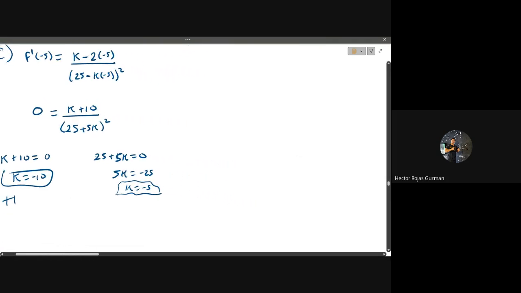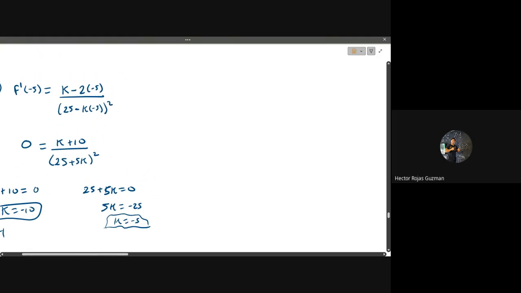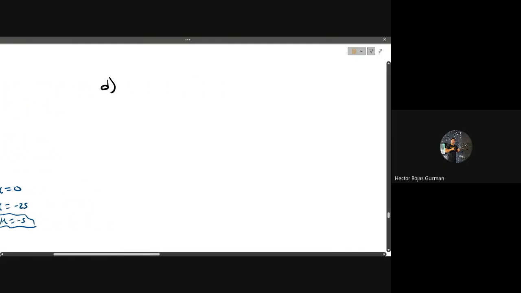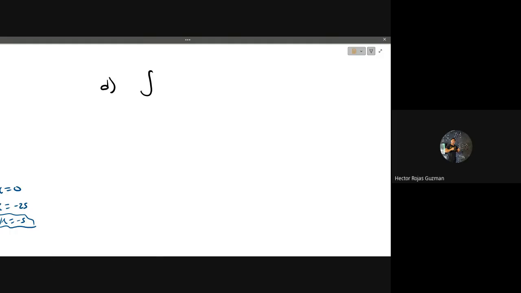Part D. When k is 6, f of x is given. Find the partial fraction decomposition. Find the integral of f of x dx. Because they want us to find the integral of f of x dx, and we already have f of x, we have the integral of 1 over x squared minus 6x dx.